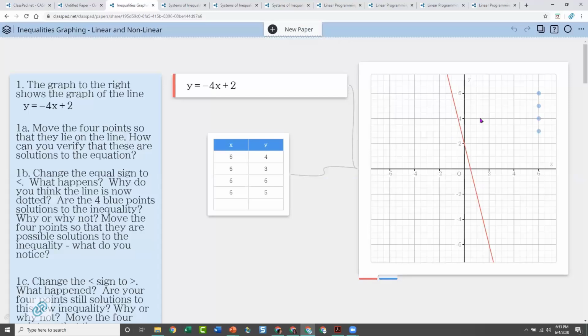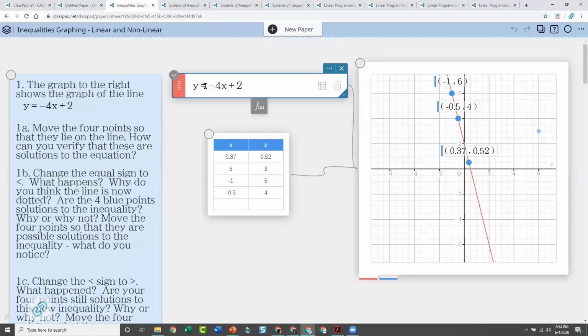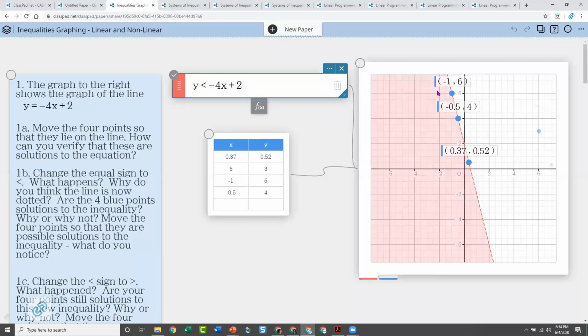It says move the points and put them on the line and explain what those points on the line represent. Like, if they're on the line, what does that mean? So students are hopefully applying things they already know. And then it's asking them to go through changing it to different inequality signs. So first, let's look at less than. And what happens when we do that? It's very slow here. Now it's shaded. And so then they're asked, okay, do those points still satisfy, and what does this mean?